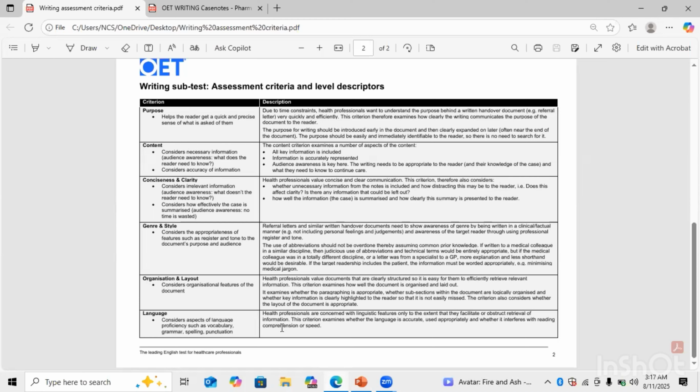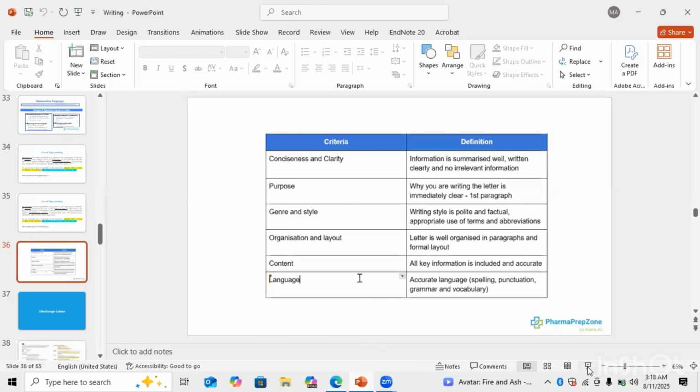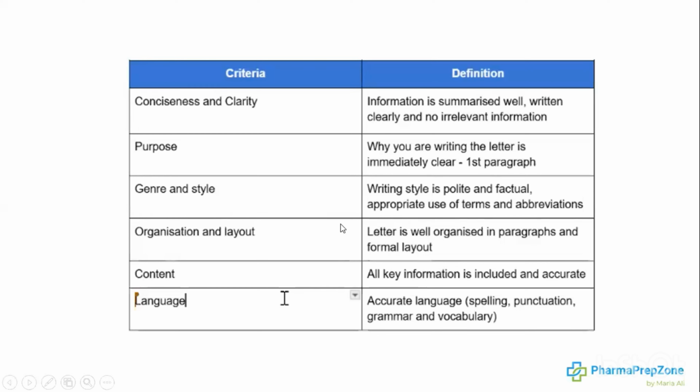In this video, I'll break them down for you with examples of what mistakes I usually make, and you can understand them better. And then you will be able to understand what the examiner is looking for, so you can make your letter better. I have my own version of these criteria, like I have summarized them here. So let's start from the conciseness and clarity.